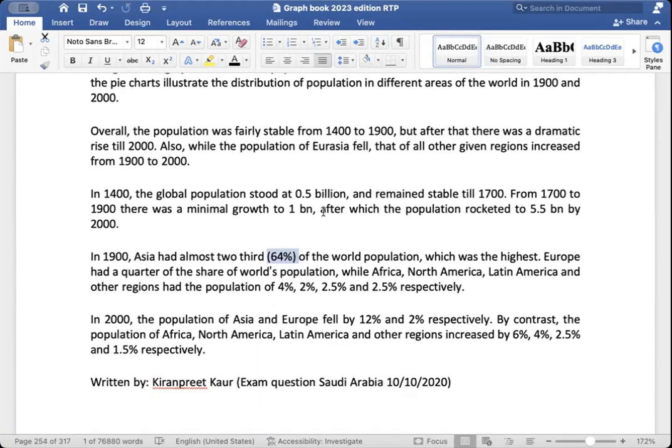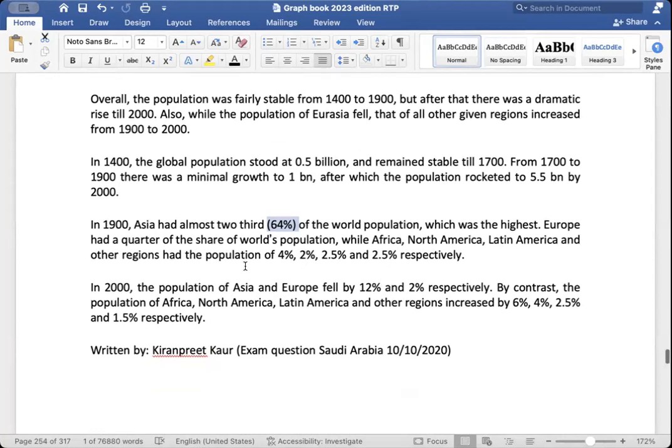Let's see. While Africa, North America, Latin America, and other regions had a population of this, and this respectively. Is that clear now? One paragraph of 1900. And in the 2000 paragraph, I will use fell, increased, and just give the other figures.